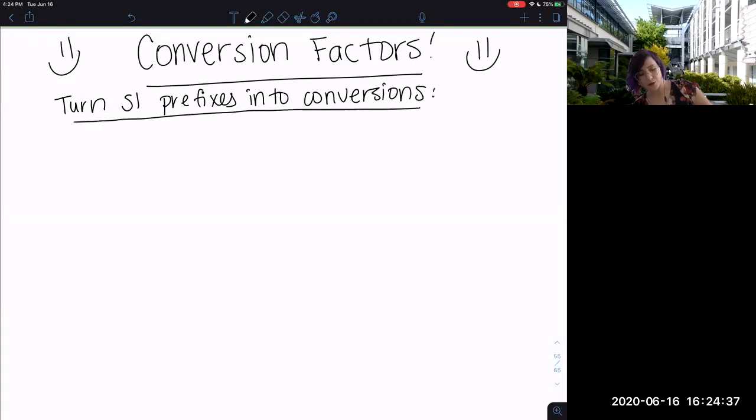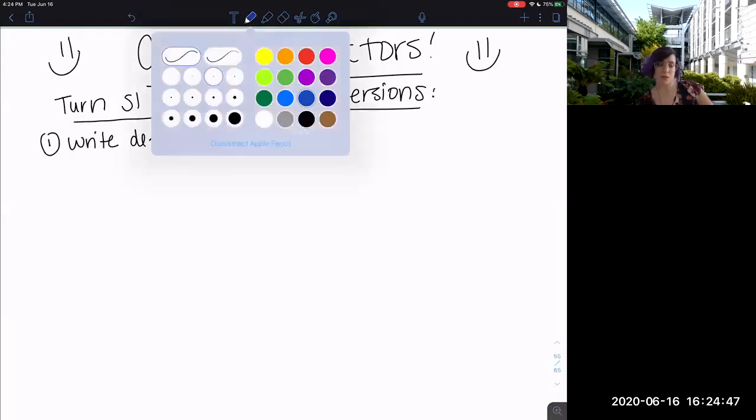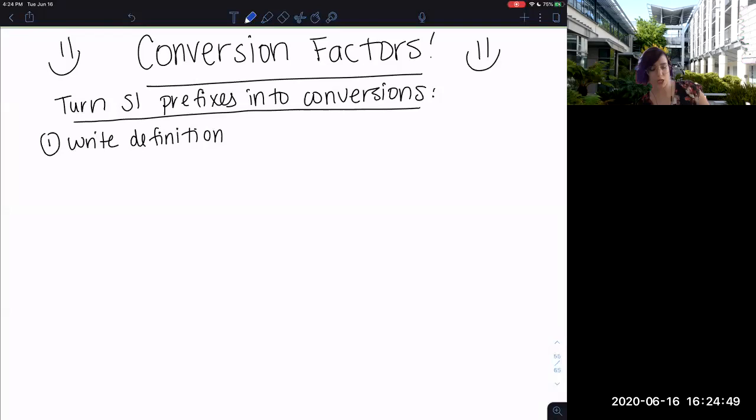So first, we're going to write the definition. So this is how I teach this, assuming that you don't already have them memorized. I think this is the easiest way for students to learn it. So let's just use kilo, for example. So I know kilo, and leave some space around it, is equal to what? 10 to the 3 is the definition, or 1,000, sure.